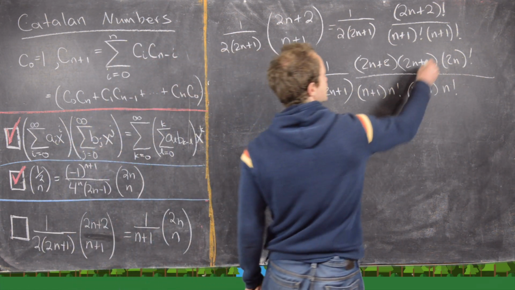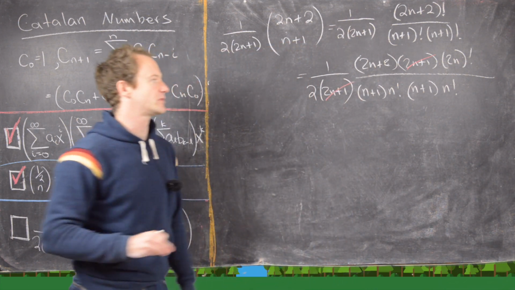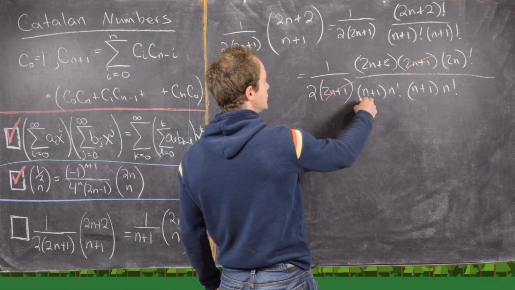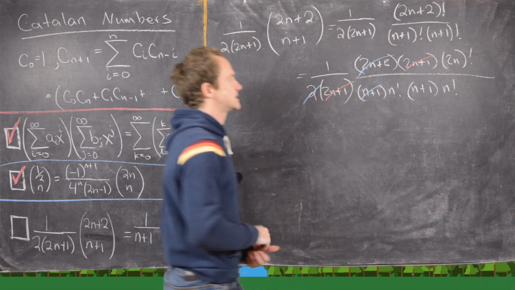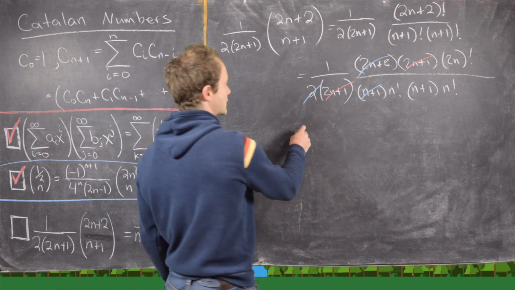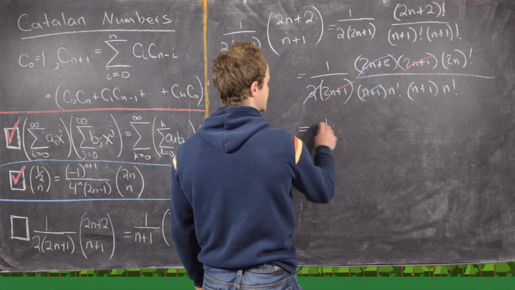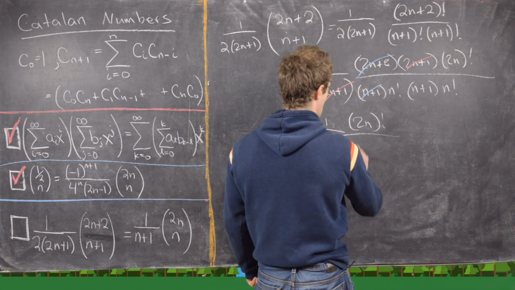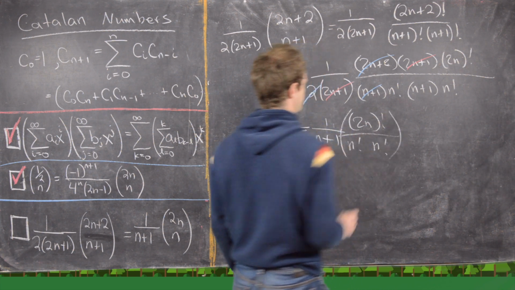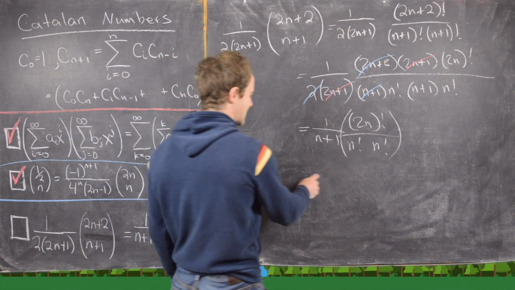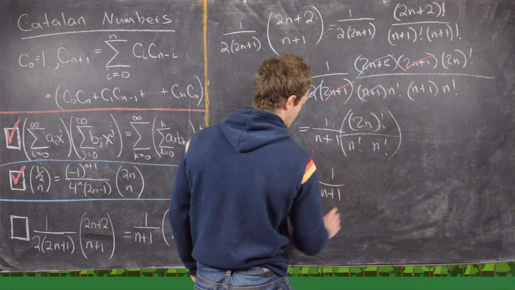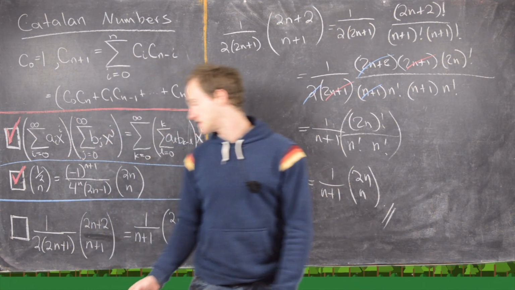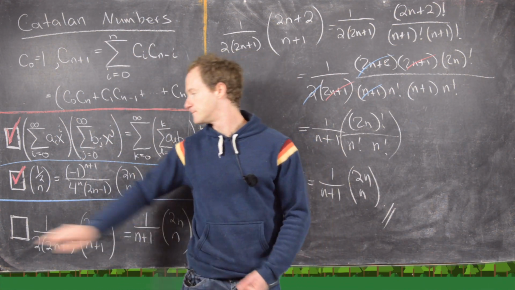Notice this 2n plus 1 is going to cancel that 2n plus 1. And then notice that this 2 times n plus 1 is going to cancel this 2n plus 2. That's going to give us exactly, after we pull this out, 1 over n plus 1 times 2n factorial over n factorial n factorial. Great. But that's exactly what we needed it to be, i.e. that is 1 over n plus 1, 2n choose n, which finishes the proof of this third part.